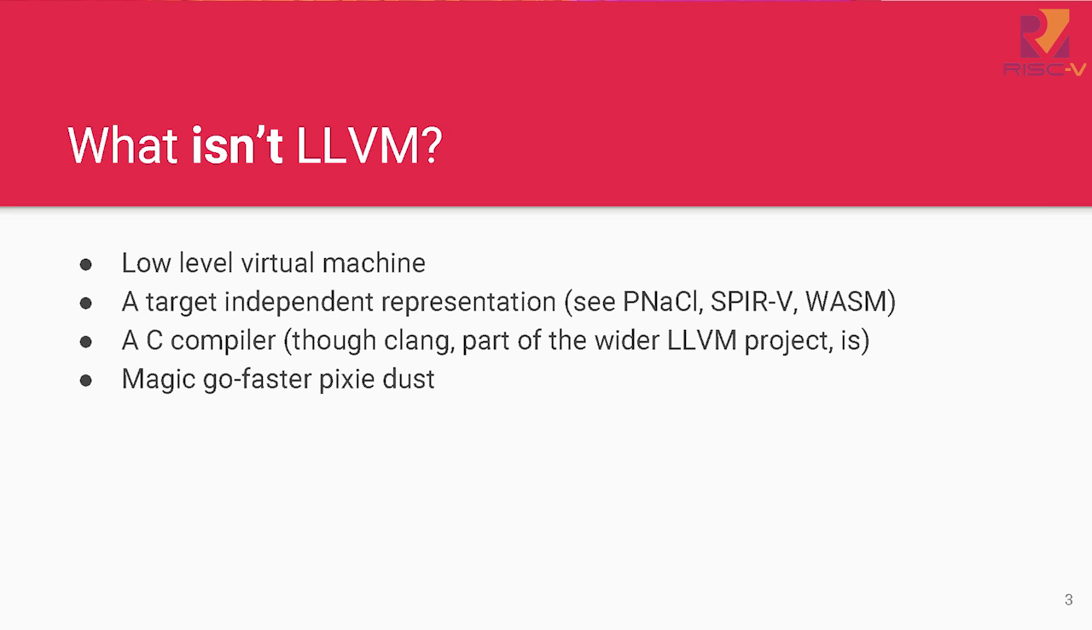You can't take your LLVM IR that may have been generated for targeting ARM and then just run it through and have it run on RISC-V. There are very interesting projects that are looking at doing that, like recently the LLVM work, Pinnacle, and other related efforts. But that isn't LLVM itself. It's also not a C compiler, although the wider LLVM project does include Clang, which is a high-quality, mature C and C++ compiler.